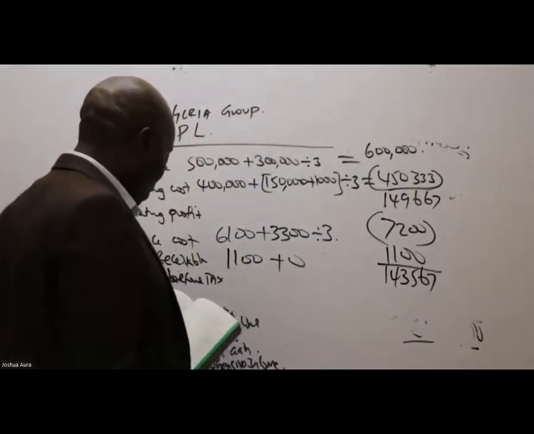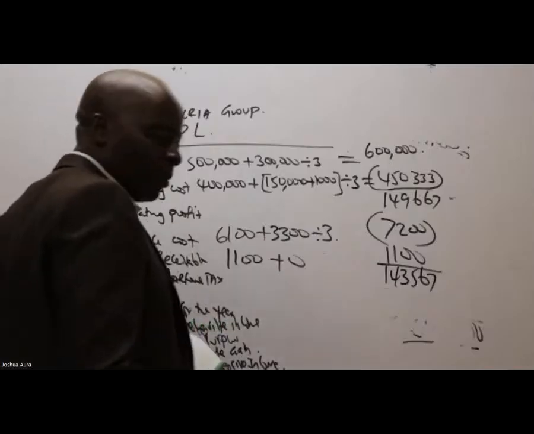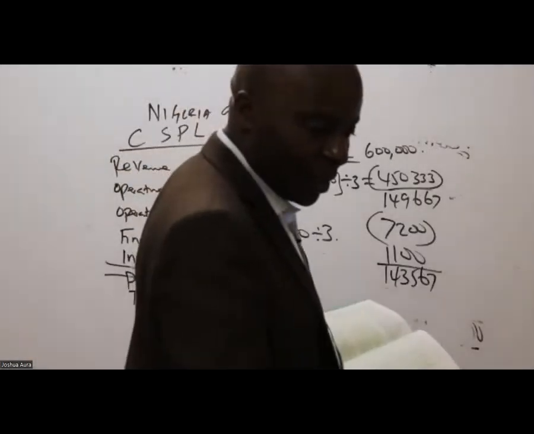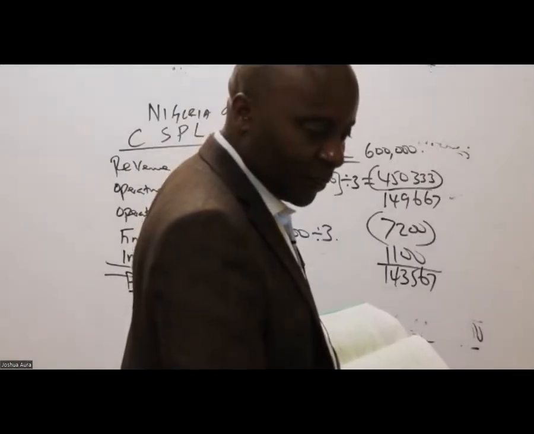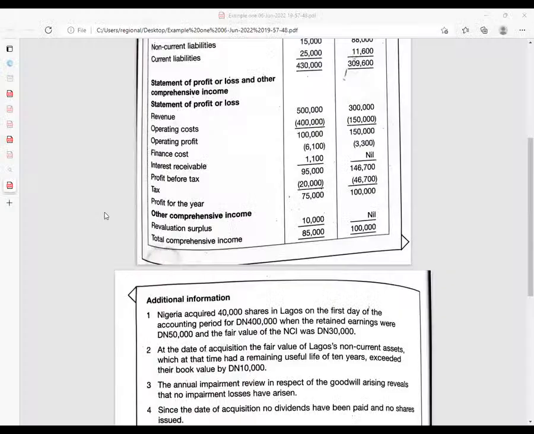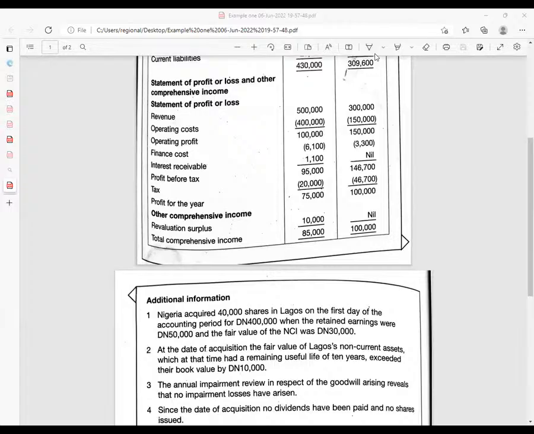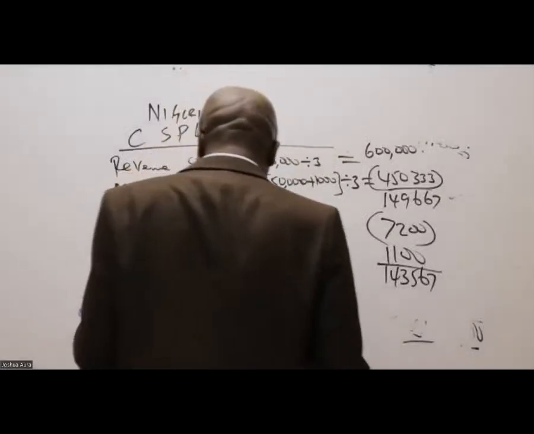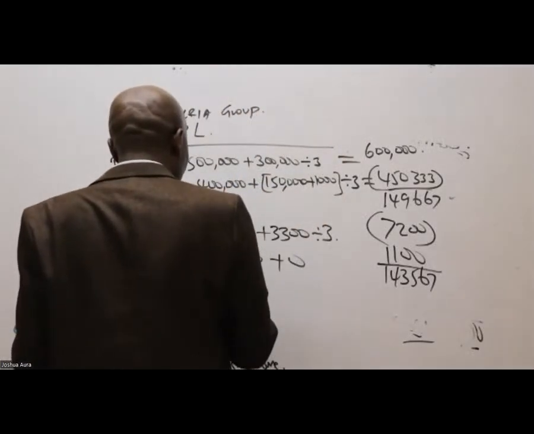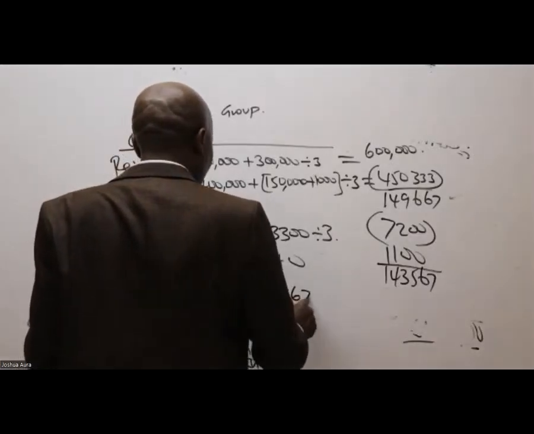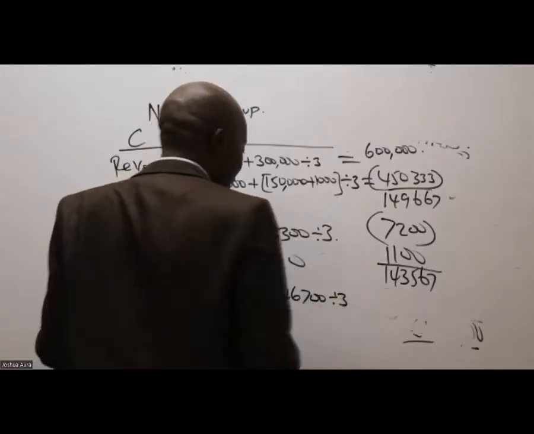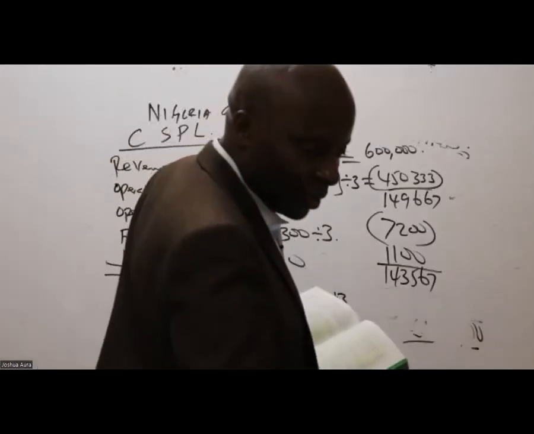The tax that I'm able to see here is 20,000 plus 46,700 divided by 3.